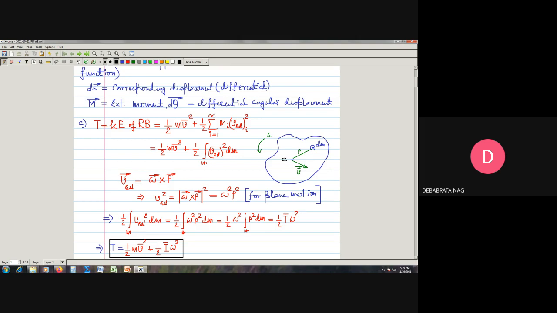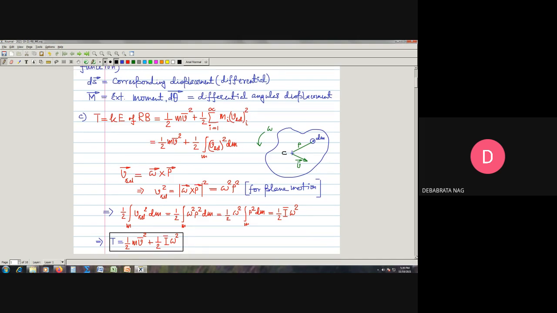Thus we can see that the total kinetic energy of a rigid body, for a general type of motion, can be expressed in this format: T, the total kinetic energy of the rigid body at a particular instant when its center of mass's velocity is v bar and the instantaneous angular velocity of the body is omega. At that instant, the total kinetic energy is given by T equals half m v bar square plus half I bar omega square.